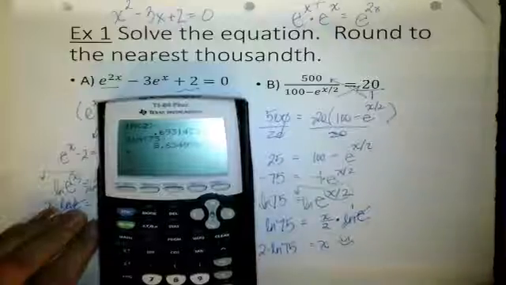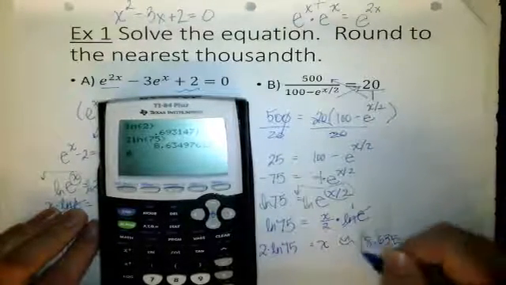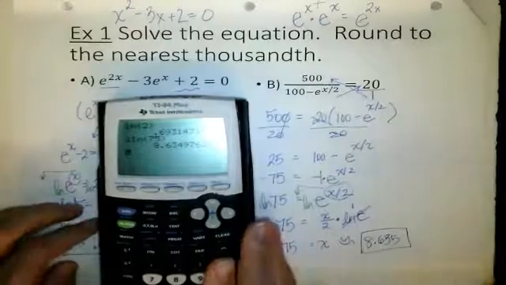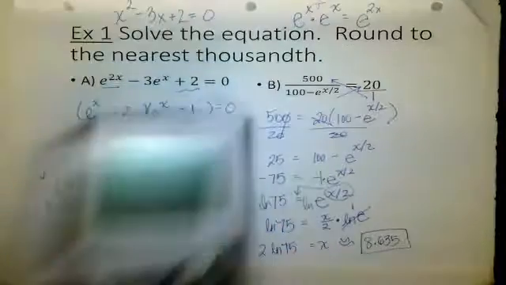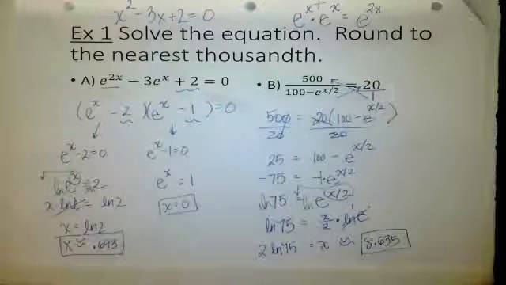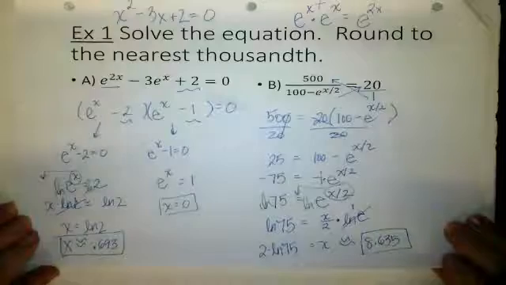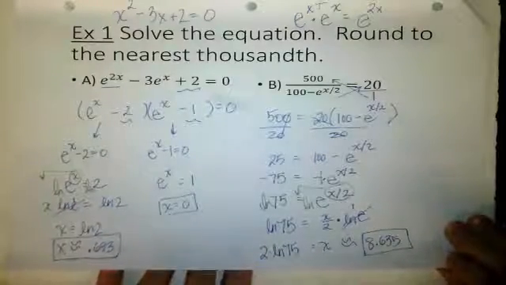But rounded off, we get 8.635 for our approximation. Wasn't that fun? It's good stuff. It's real good. All right, a couple more.